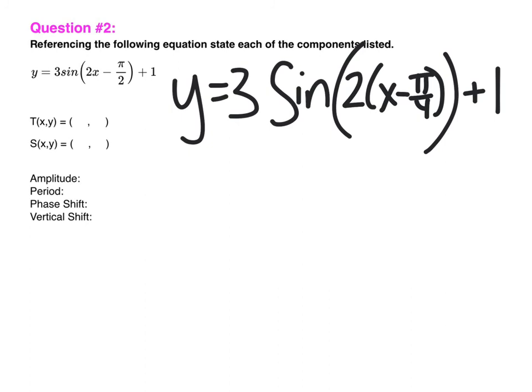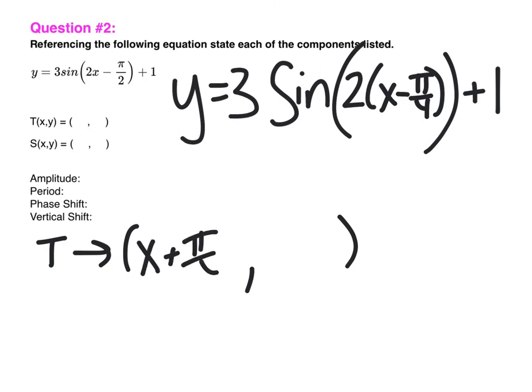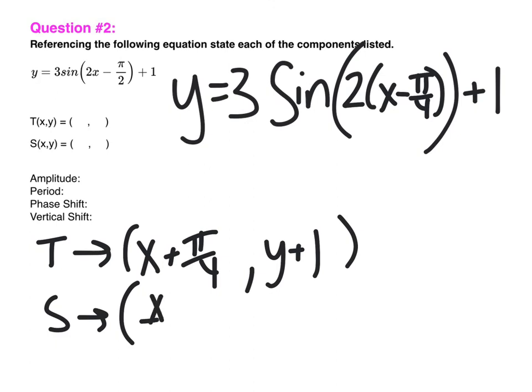Now from there, I can easily write my translation rule. Translation is like a plus or minus. And remember, x is always backwards, so it's x plus pi over 4. Y is the same. It's y plus 1. My scale change rule, x is always backwards. X here is times by 2, so it's x divided by 2. And the y is what we see in multiply or divide. In this case, it's 3 times y.